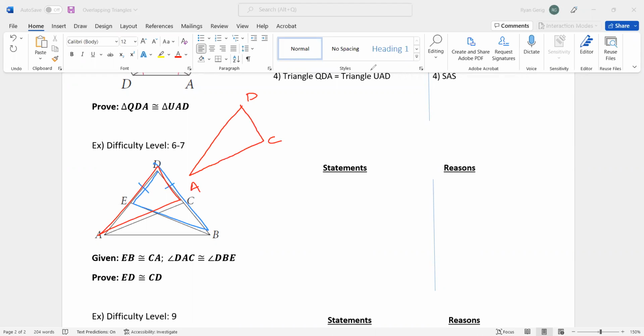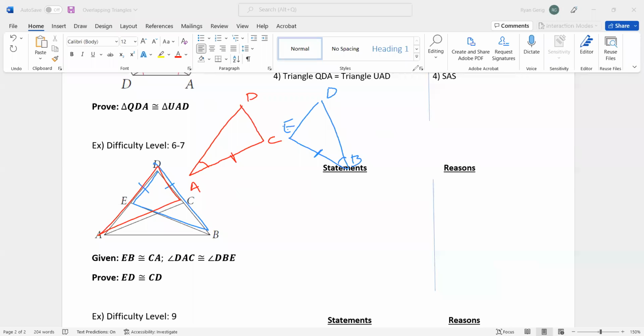I'll do the blue one. D, E, B. And now I'm going to go ahead and mark what I was given. EB is congruent to CA, and angle DAC is congruent to angle DBE. All right, so let's go ahead and mark those, or we marked them.